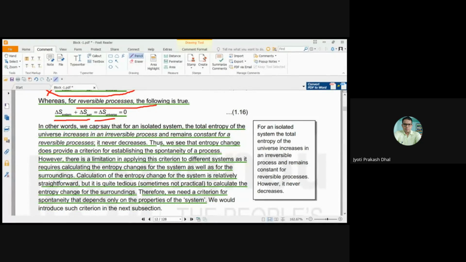In other words, for an isolated system, the total entropy of the universe increases if the process is irreversible, and remains constant for a reversible process. It never decreases. If the process is irreversible, the entropy of the universe continuously increases, and if the process is reversible, then delta S universe equals 0.